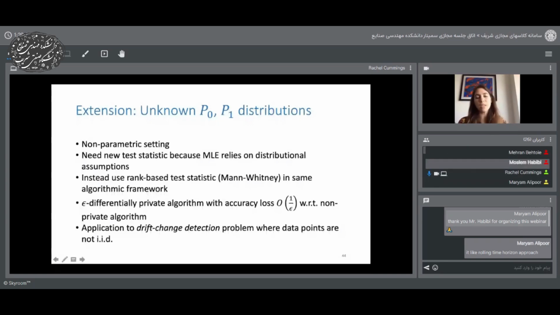And then we also extend this to apply to what's known as a drift change, where the points are not sampled IID, but they may be changing slowly over time. So I'll pause here before I move into the final topic of the talk if there are any questions.